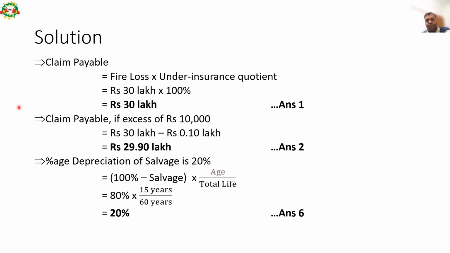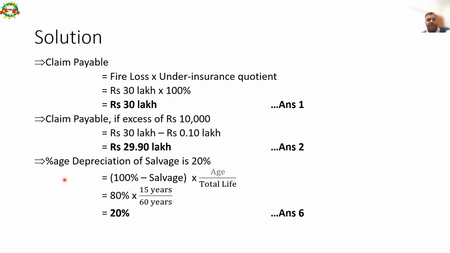Insurance company will not pay you anything more than the sum insured under any circumstance. That is one of the principles of insurance we discussed in the last session. So it is equal to 30 lakh rupees. So claim payable, if the policy is having policy excess clause of say 10,000 rupees: 10,000 rupees as a proposer, I have to pay from my own pocket, and remaining 29.90 lakh will be paid by the insurance company. And this is the answer to question number 2.